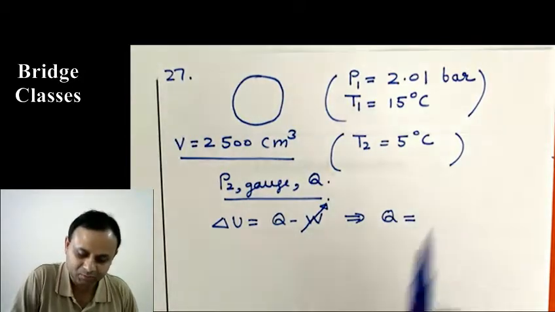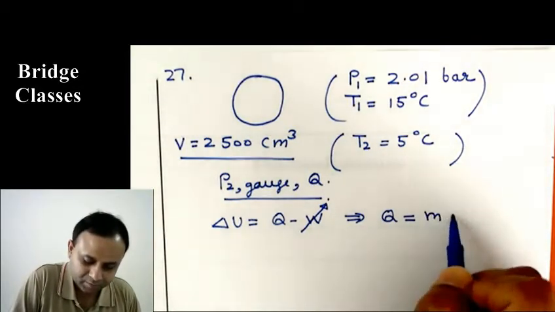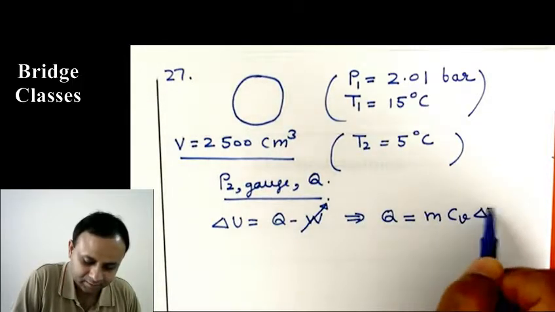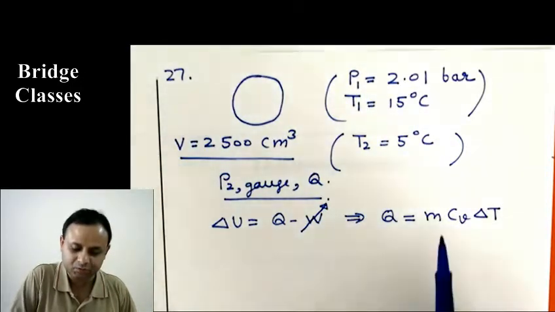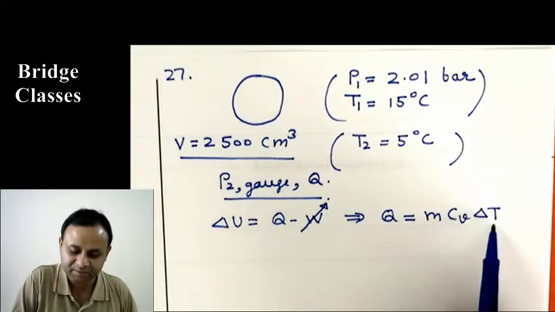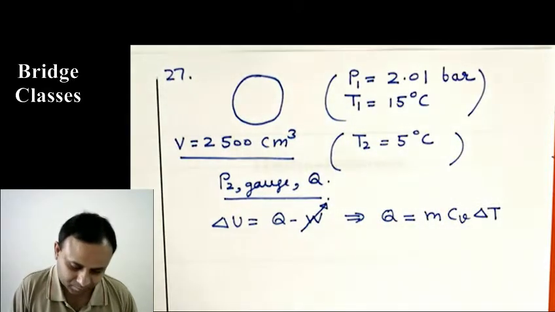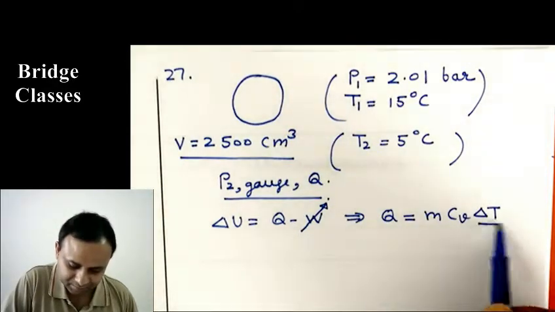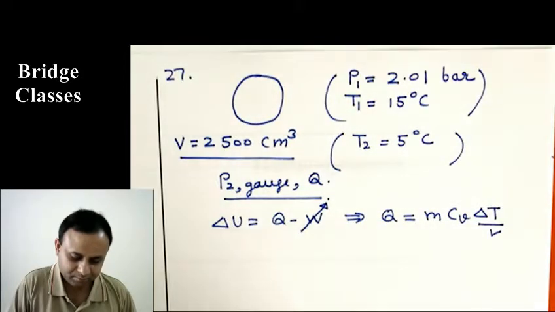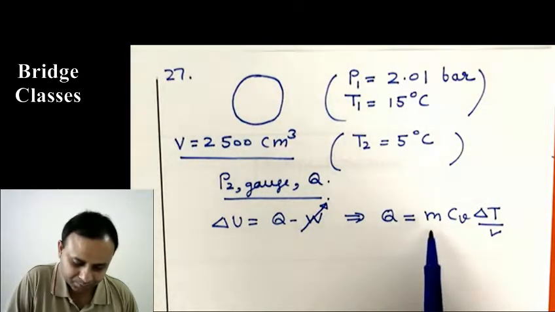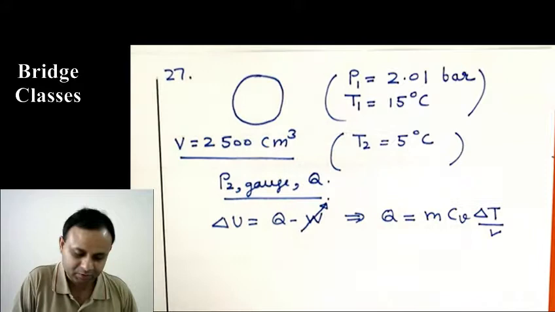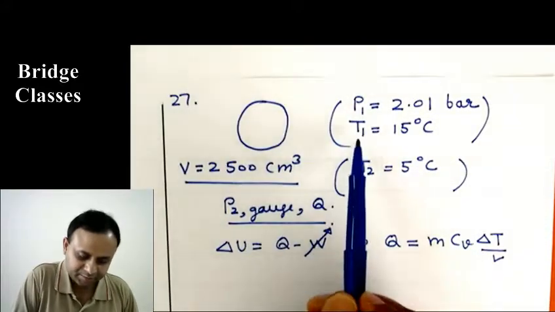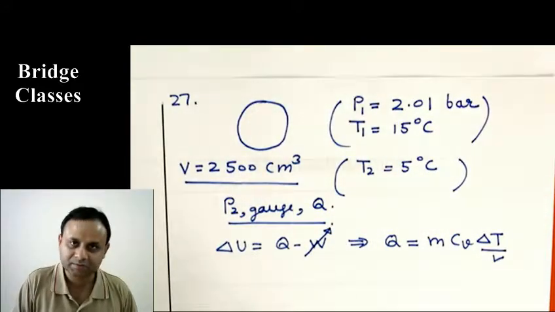So delta U will be m Cv delta T. This is uppercase U, so don't forget this m. It will be m Cv delta T. Let us see what is given. Delta T is given. m we need to determine because we have pressure, temperature, and volume. Based on these, we can determine m.